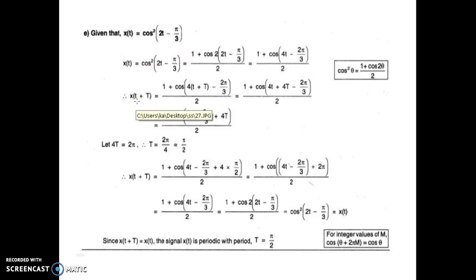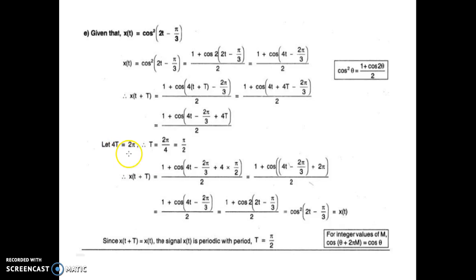Now let us find out what is x of t plus capital T. So replace every variable t by t plus capital T. So this equation can be written as 1 plus cos of 4 in bracket (t plus capital T) minus 2 pi upon 3, upon 2. Now expand this bracket, you can get 1 plus cos of (4t plus 4T minus 2 pi upon 3) upon 2. After simplification you can get 1 plus cos of (4t minus 2 pi upon 3 plus 4T) upon 2.